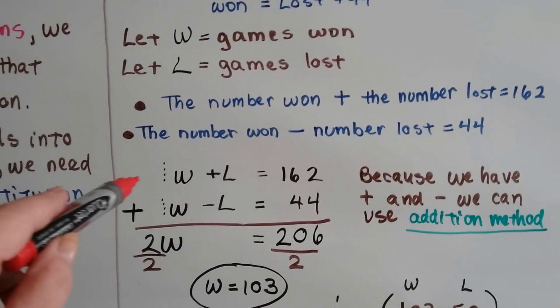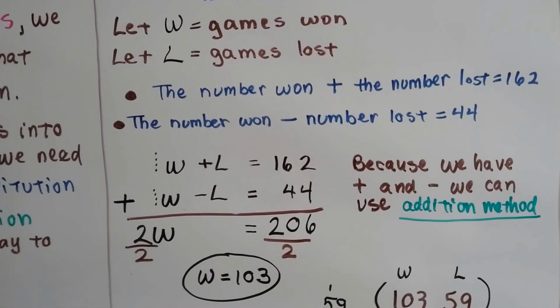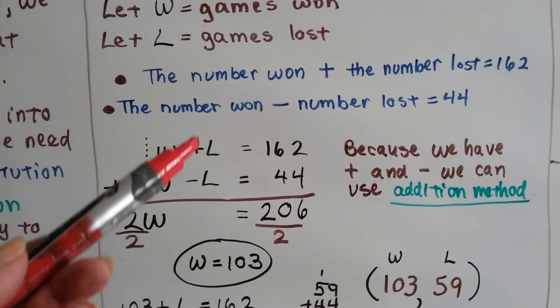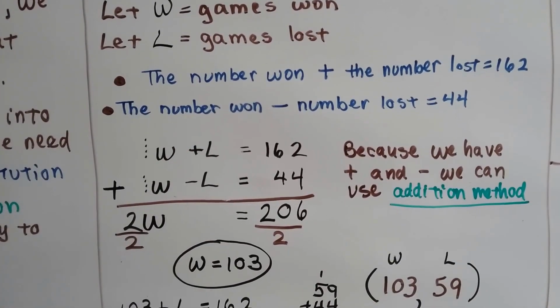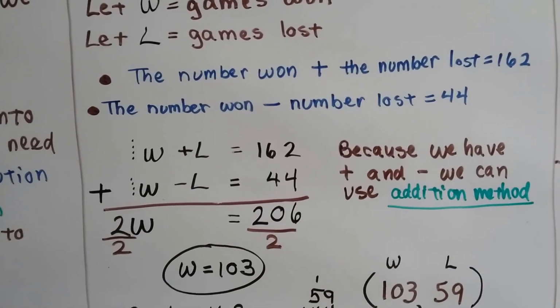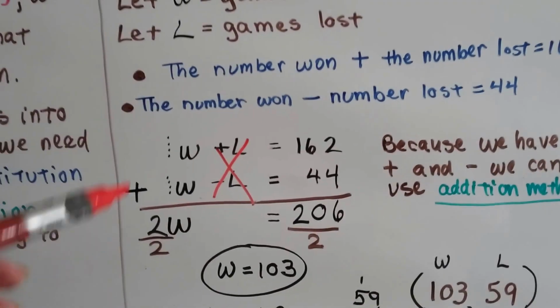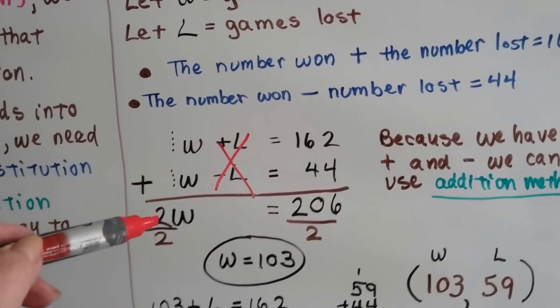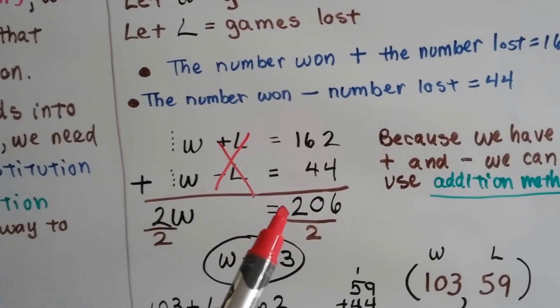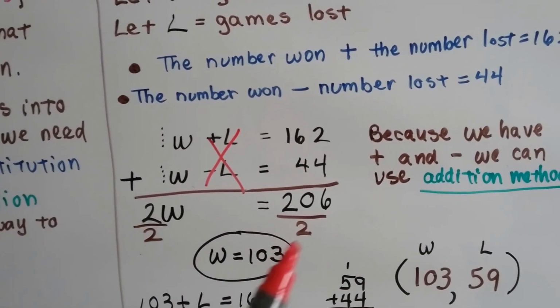So remember, there's an invisible 1 in front of these W's, and there's actually a 1 in front of the L too. And we can see that the plus L and the minus L are zero pairs, aren't they? So that means we could use the addition method because we have a plus and a minus. That's going to create a zero pair. And remember that the 1 in front of that is going to make it a 2W, and 162 plus 44 is 206. Now we can just simplify it.